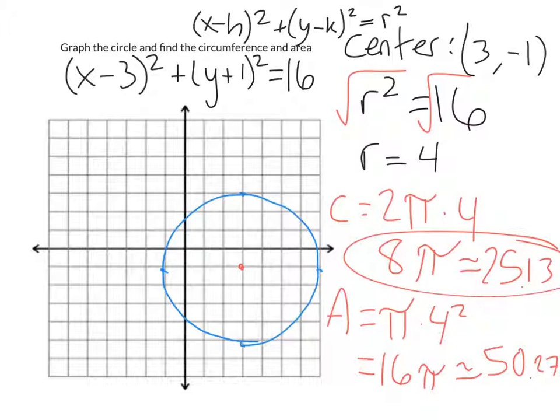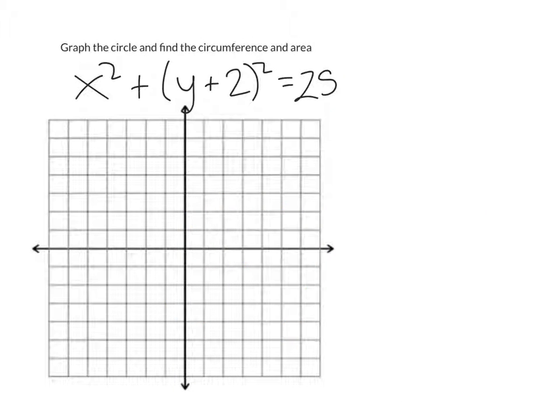Awesome. Alrighty. Well, that's basically it for this problem. So we're going to do a couple more practice problems and then call it a day. Alrighty, same kind of deal. We want to graph the circle and find the circumference and area. So first things first, I got to find my center. Well, the center for this one is, my x-coordinate, since there's nothing there, it's 0. My y-coordinate would then be negative 2.